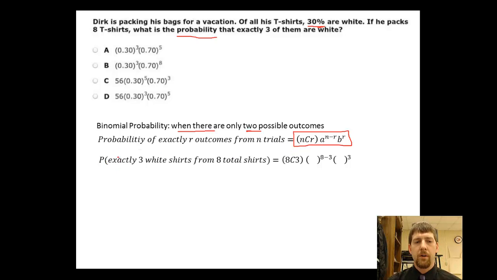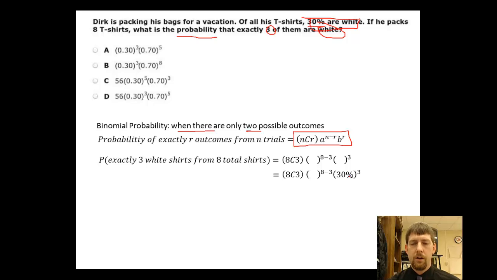So we're finding the probability of exactly 3 white shirts from 8 total shirts. So we just plug in the numbers. 8C3, nCr. Our outcomes, that's 3 shirts, in 8 trials. So we've got 8C3, and we just plug in the numbers. n minus r, 8 minus 3, and 3. Now, this 3, the 3 white shirts, well, the 3 white shirts go with the 30%.